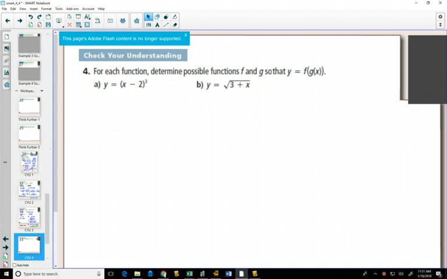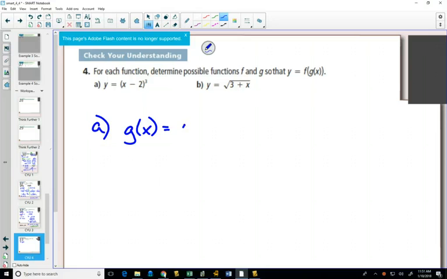So for example, in part A, can you see an x minus 2 inside of something getting cubed? In B, can you see a 3 plus x inside of a square root? So if we're doing that, what we do is we say our inside function is g of x. I'm going to make g of x equal to x minus 2. And what happens to the x minus 2? It gets cubed. So I'm going to make my outside function cubing.